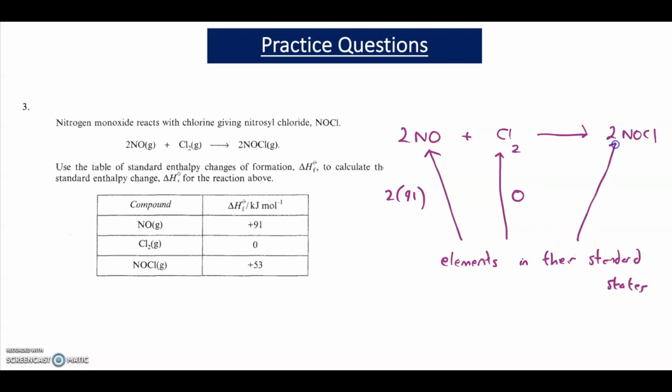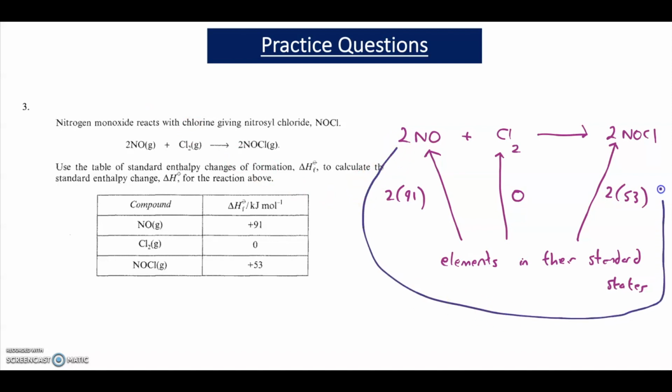And then the enthalpy of formation of an element is 0, because you can't form an element from its elements. And the enthalpy change to form 2 moles of NOCl is equal to 2 lots of 53, because I have the value to form 1 mole of NOCl. Now I just have to find a route round this diagram from reactants to products.